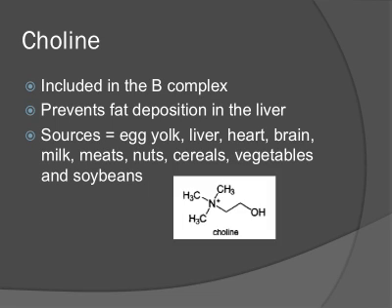The next vitamin we're going to talk about is choline. This is actually included in the vitamin B complex because it can prevent fat deposits in the liver, and we can get it from the same sources as all the other B vitamins. So basically, if you eat the same foods, you're going to get all the vitamin B complex vitamins that you need.